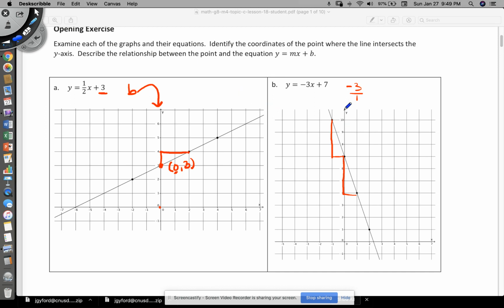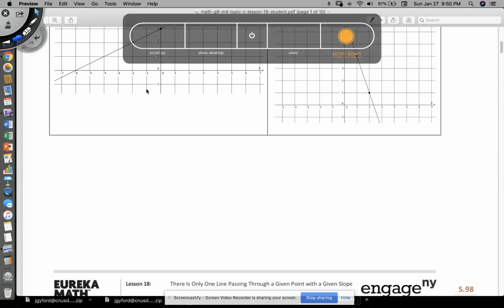Where did it cross the y-axis? I'm going to go straight down, and it crossed right there. What number is that? That's 7. And that's also our b. So again, our 7. What are the coordinates? (0, 7). And again, it's always 0 and then the number. All right, let's go ahead and go to the next one, C.